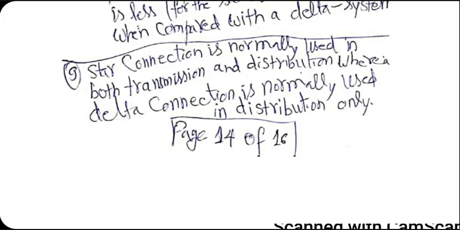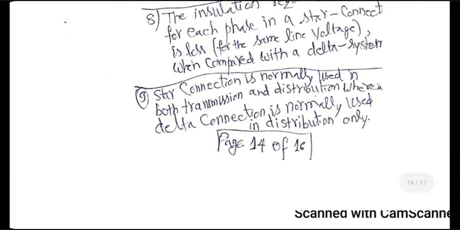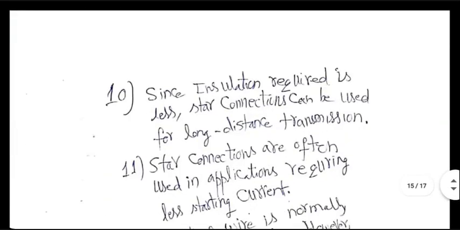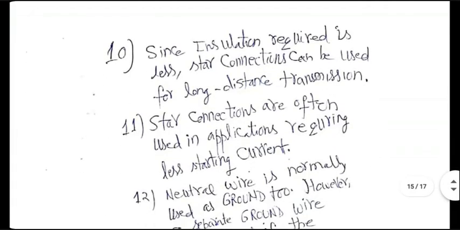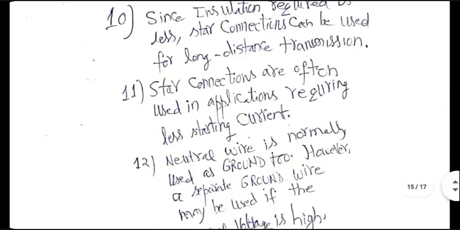Okay, fine. Something that you may want to note right now. Don't try to justify too much to yourself. Delta connection is more on the customer side. That means within the city, within a locality, etc. There must be reasons for it, I'm sure. Since insulation required is less, star connections can be used for long distance transmissions, obviously. Star connections are often used in applications requiring less starting current. We'll prove this maybe later, but it's good to note this.